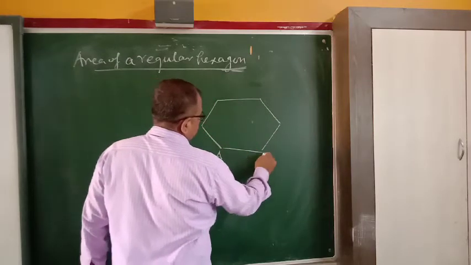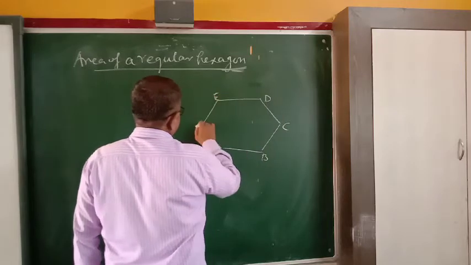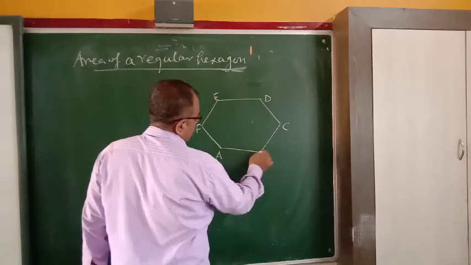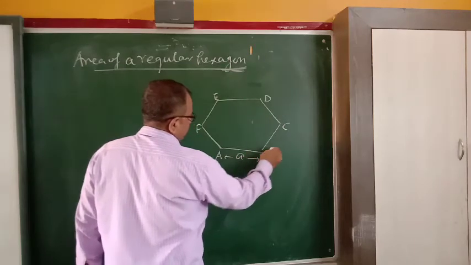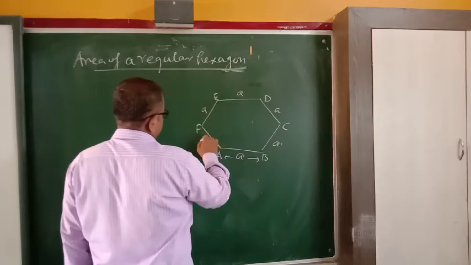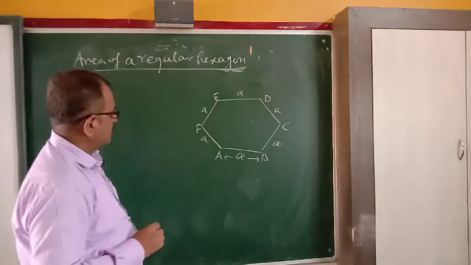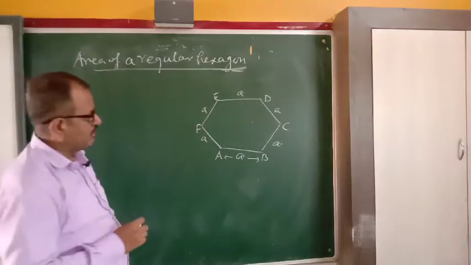Suppose it is a regular hexagon ABCDEF. All the sides are equal. Let us suppose each side is equal to a. How will we find the area of this regular hexagon?